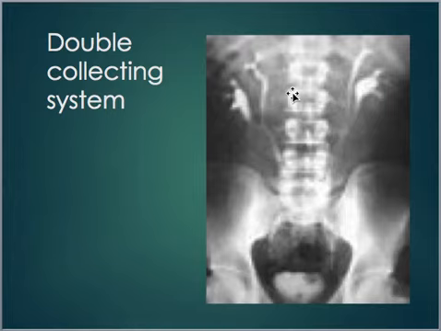I think this image is blurry again too, I'm really sorry. So this is a double collecting system. What happens is this is actually a congenital defect. It's one of the most common congenital defects in the renal system. It can cause infection, and it can cause reflux, which is when the urine flows back up out of the bladder into the ureters. And it can also be a cause of obstruction as well.